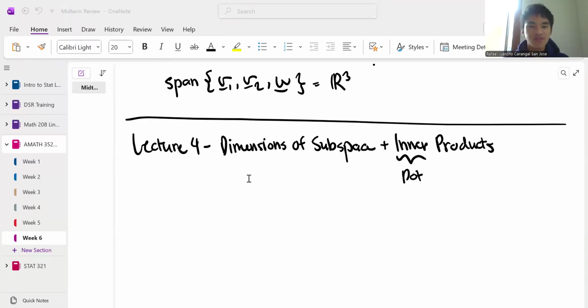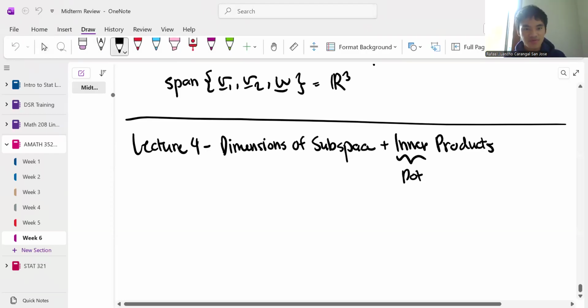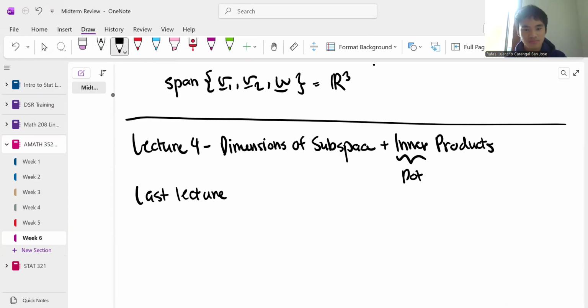So today we're going to be continuing our applied linear algebra series, and today we're going to be talking about dimensions of subspace as well as inner products or dot products. So in the previous lecture, we introduced what is a vector space, right?